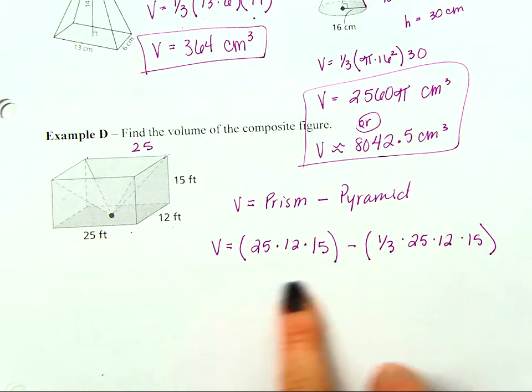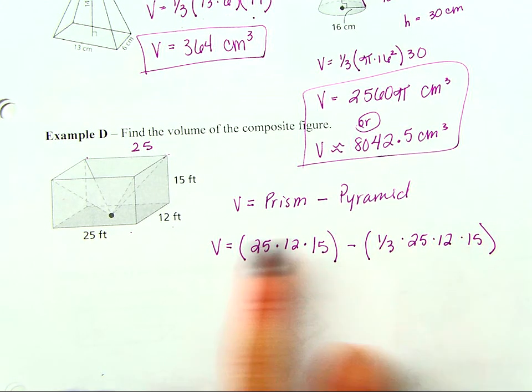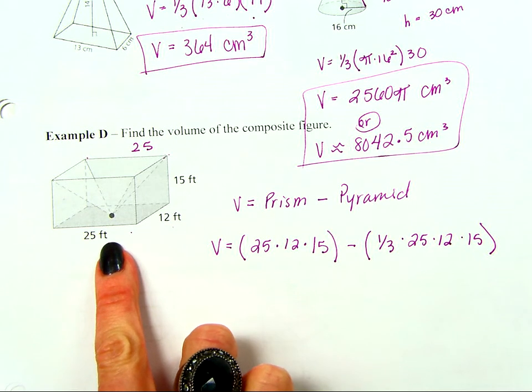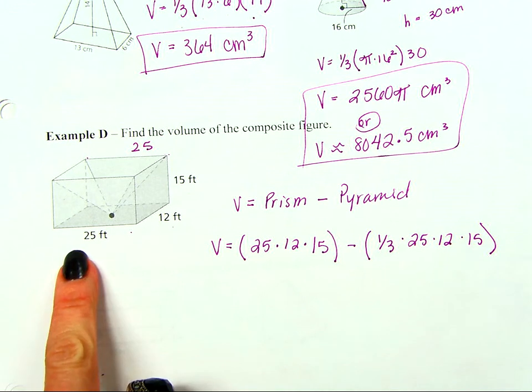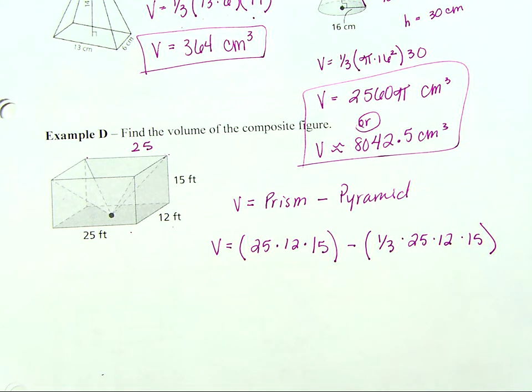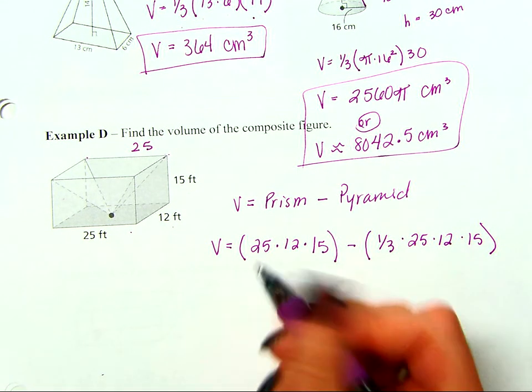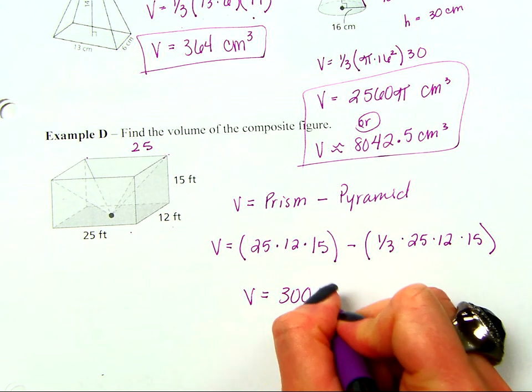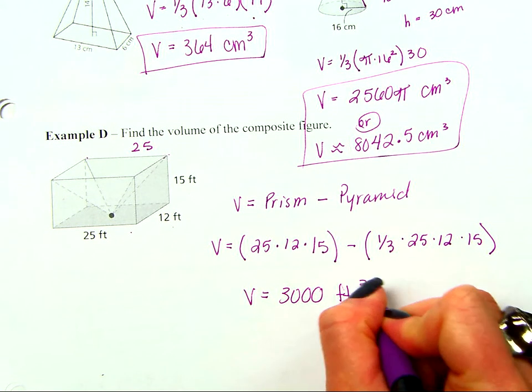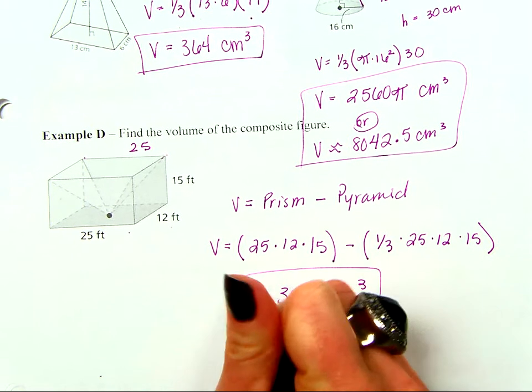Now, if you take a look at this, what do we know about this composite figure? Well, 1/3 of it was actually removed. So really I could maybe just take my volume of the prism and multiply it by 2/3, because 2/3 of it would be left. Either way, in the end, when you calculate that out, you get 3,000 cubic feet.